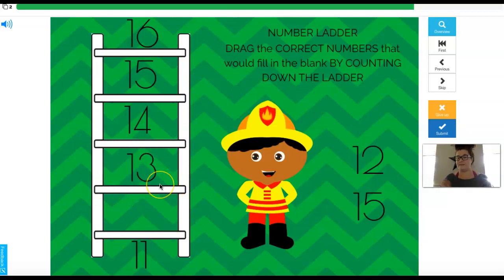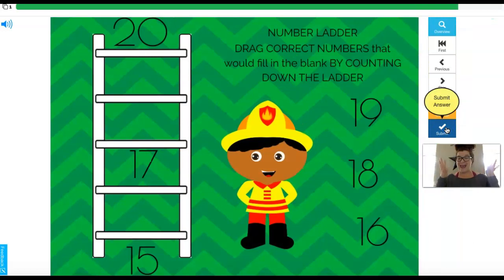Still got another space, I'm not done yet. So let's count again, 16, 15, 14, 13, blank, 11. Well, I already have a 15 up there, so I know it's not that one. And if I look at my ones column, what is 1 less than 3? 2. So which number over here has a 1 and a 2? 12, that's right. Let's check. Yay! All right, we're going to drag and drop again.